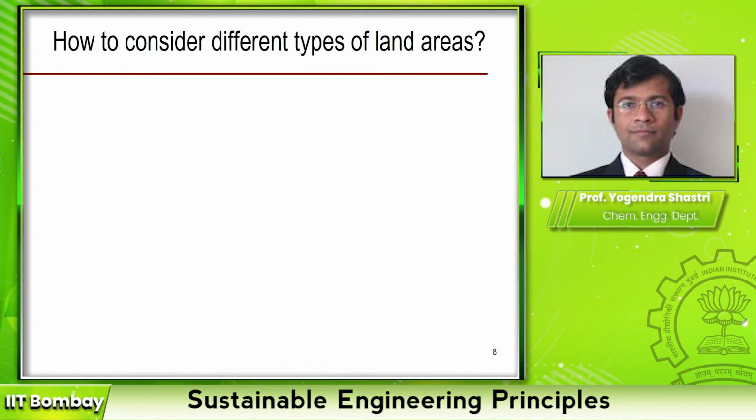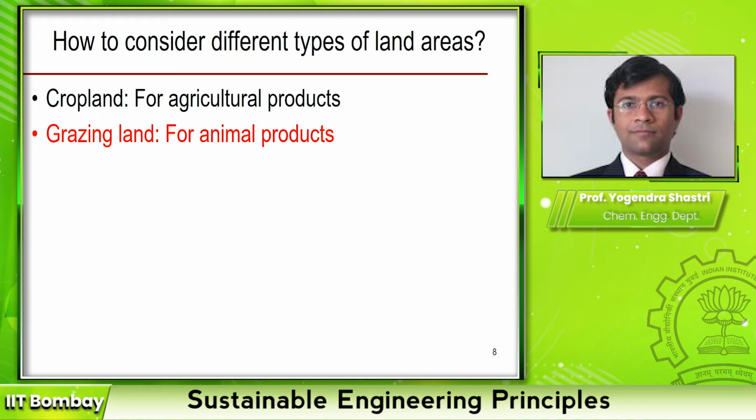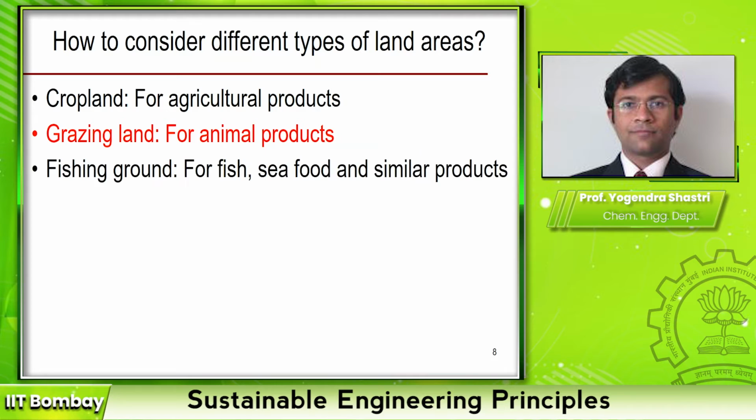Now moving to the third question, how do you consider different types of land? Before I get into the calculation, let me just list out the different types of land that are considered in ecological footprint calculation. First is cropland, which is considered for all agricultural products. Second is grazing land for animal products. So for the meat that we consume, the animals graze on land, so that's why we need to consider grazing land.